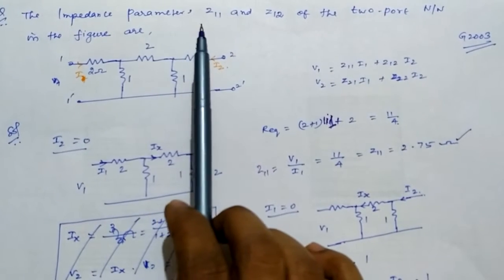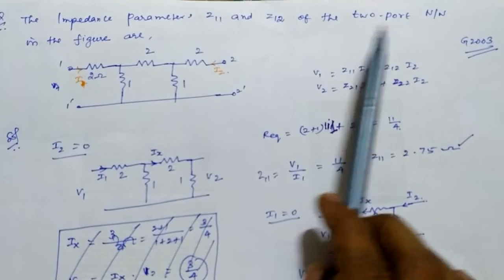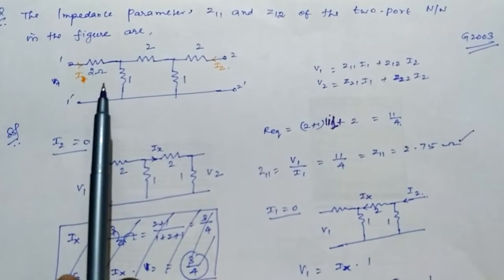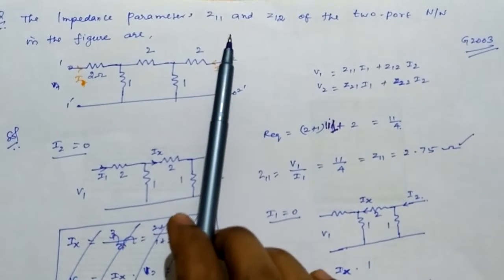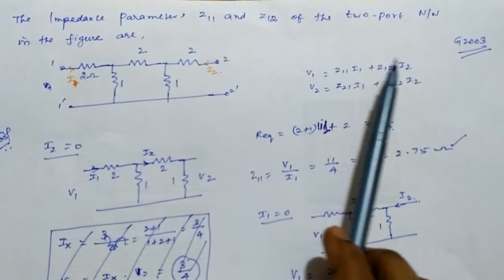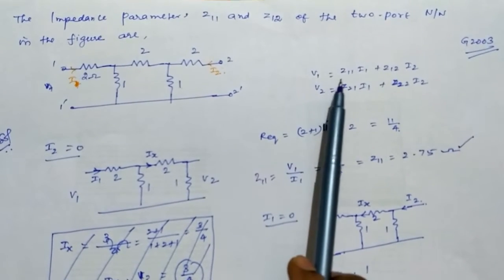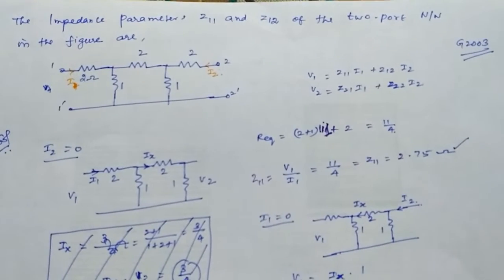The impedance parameters Z11 and Z12 for the two-port network shown in the figure are... So this is the network given. They are asking to find Z11 and Z12. So this is the impedance matrix, with V1 the input voltage and V2 the output voltage. They are asking to find Z11.